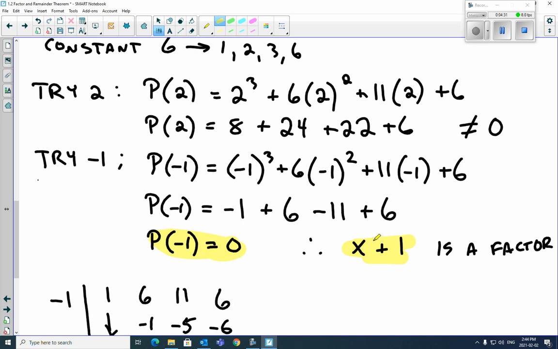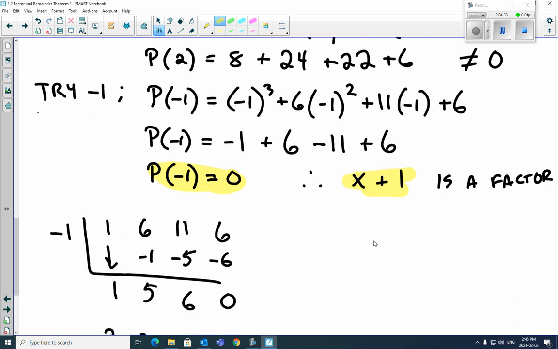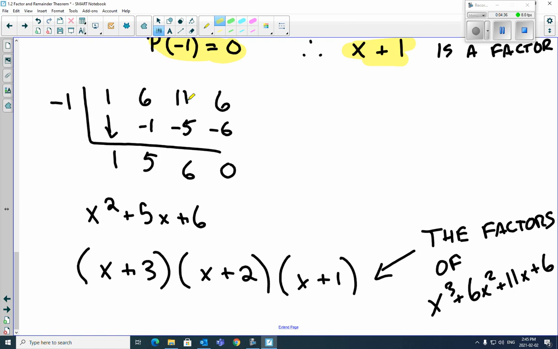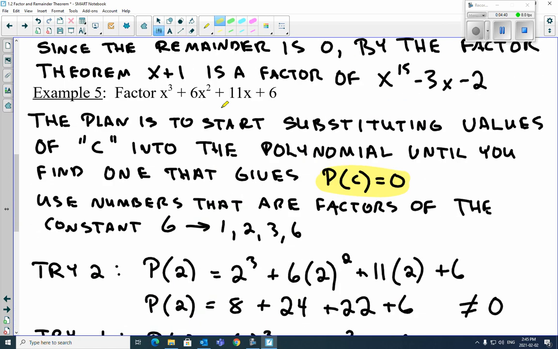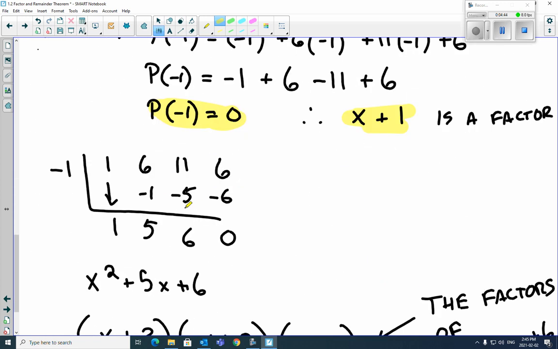Okay, so now let's do synthetic division to help us here. So we do 1, 6, 11, 6. Remember, those are the coefficients of the polynomial way up here, 1, 6, 11, 6. We plugged them in. We know negative 1 should work. We should end up with a 0. So we bring it down, multiply, add, multiply, add, and we end up with our remainder of 0.